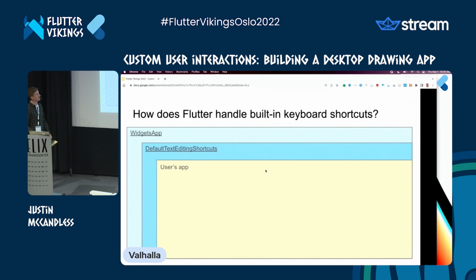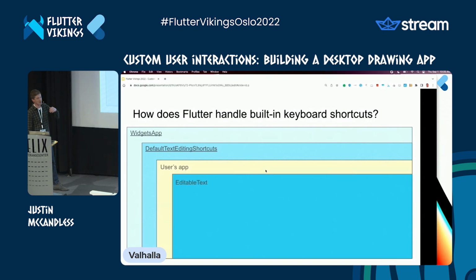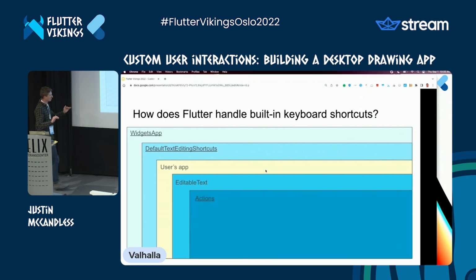Below that, we have the user's app. So you have your Material app and then a home parameter or whatever, and you're building your app in there. Then in the user's app, they might use an editable text, which for the record is built by TextField and Cupertino TextField. So it's the backing widget for those. In the user's app, they have a text field somewhere, and inside of that editable text, there's an actions widget. So here's completing the circle that we talked about. We've got a shortcuts up at top, and an actions down low in the widget tree.